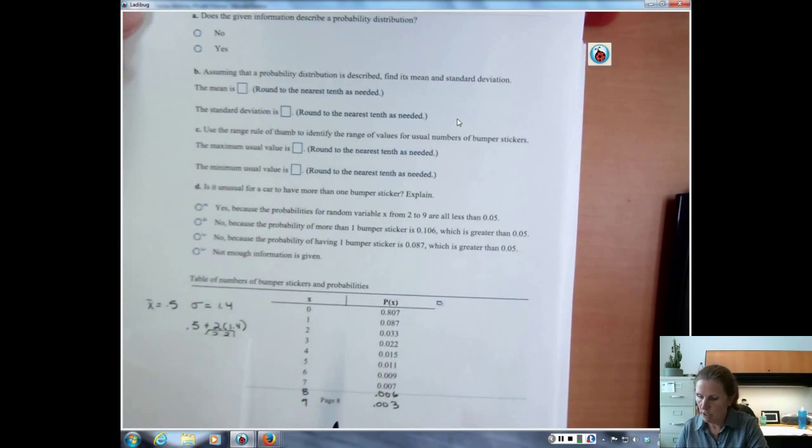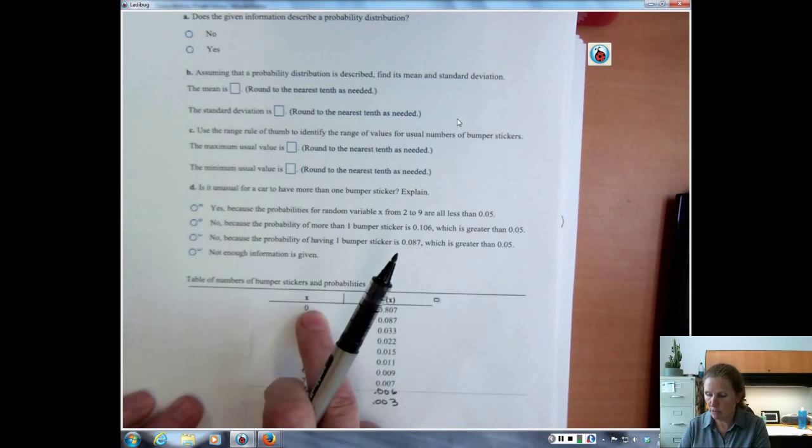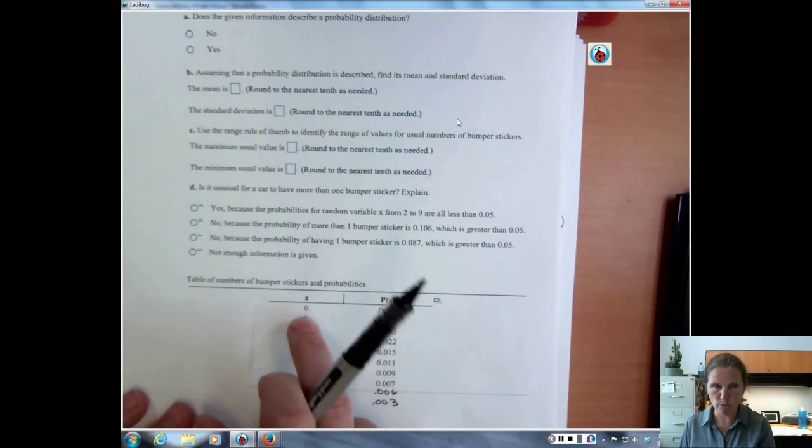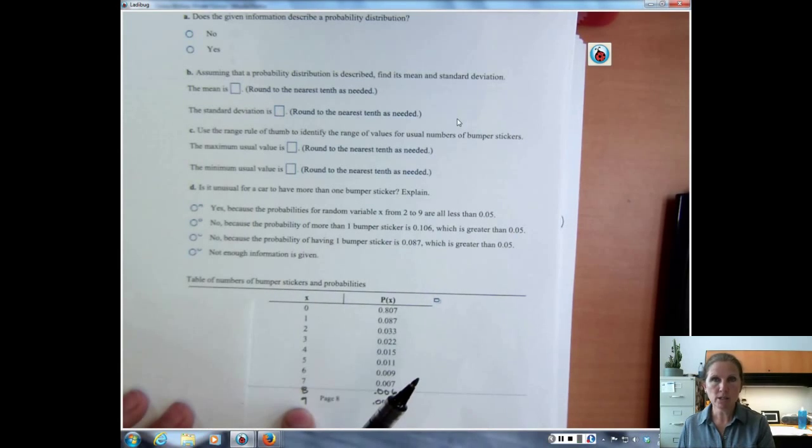Some people never put bumper stickers on their car. Some people can't get enough. So any one of those numbers is possible. This represents 0 bumper stickers. This one represents 9. Does it describe a probability distribution? You need to add those up and make sure they add up to 1. If they add up to 1, the answer is yes. The answer is yes in this question.